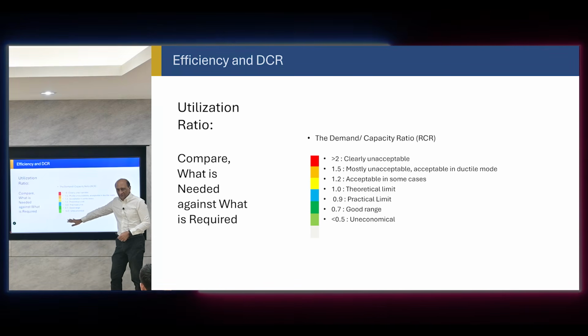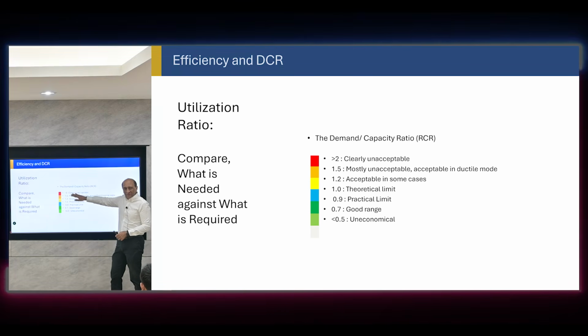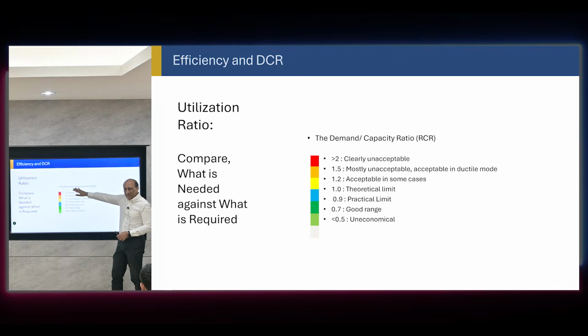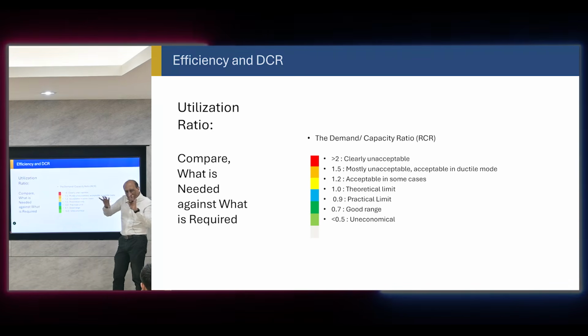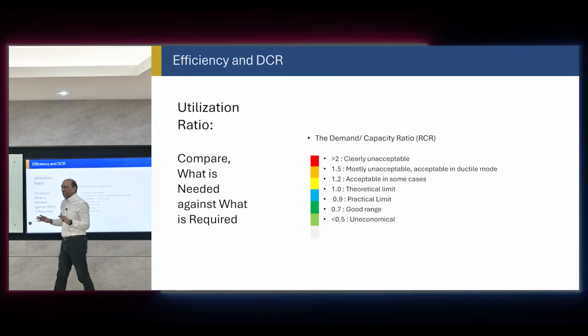This is uneconomical but safe. This is unsafe, uneconomical. So this band of distribution is very important.